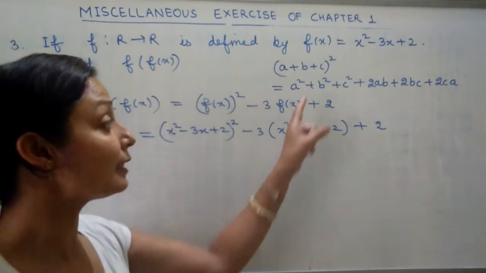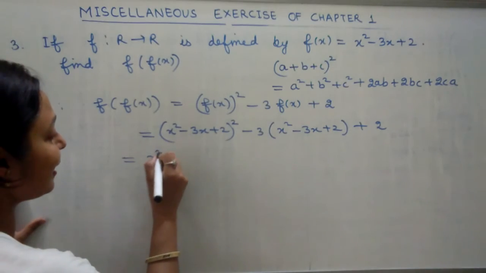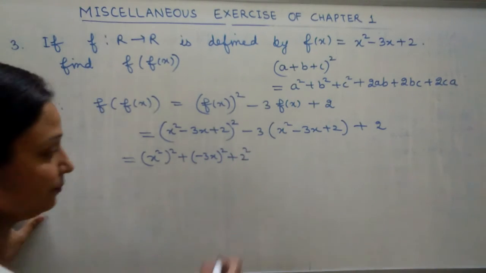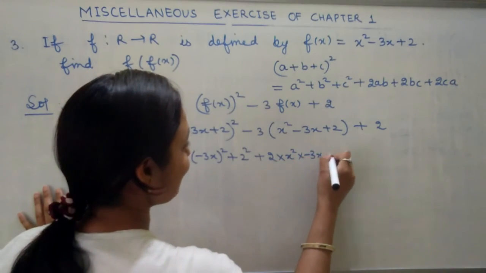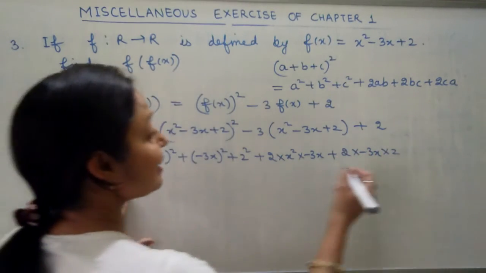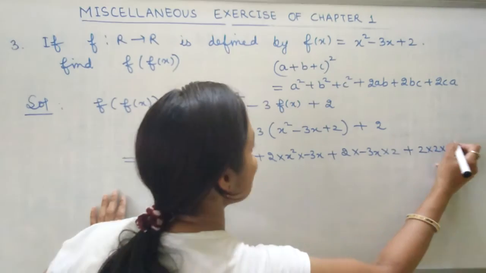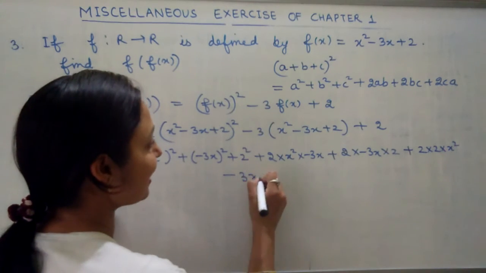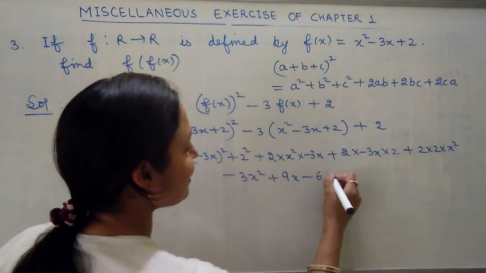Now I will apply this formula in this place. The formula is a square plus b square plus c square plus 2ab, that is x square minus 3x plus 2bc, 2 into minus 3x into 2, plus 2ca, that is 2 into 2 into x square. Then minus 3, I will multiply 3 with each element: x square, plus 9x, and minus 6, plus 2.